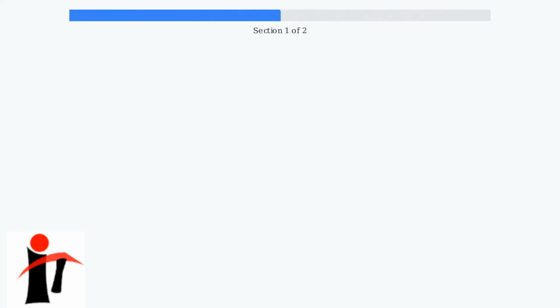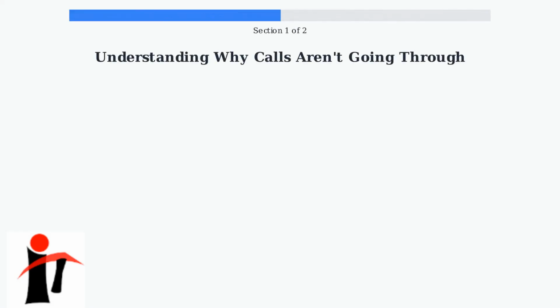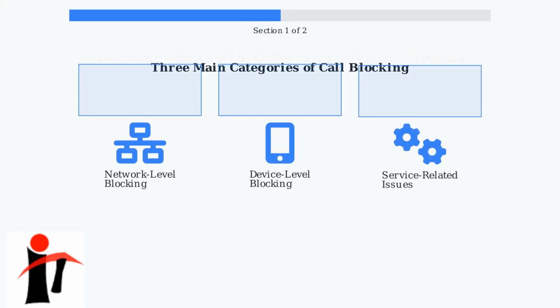When you hear the person you are trying to reach is not accepting calls, there are several technical reasons why this might be happening. Understanding these causes is essential for resolving the issue effectively. Call blocking issues fall into three main categories. Network-level blocking occurs at the carrier level, device-level blocking happens on the recipient's phone, and service-related issues involve technical problems with the calling infrastructure.